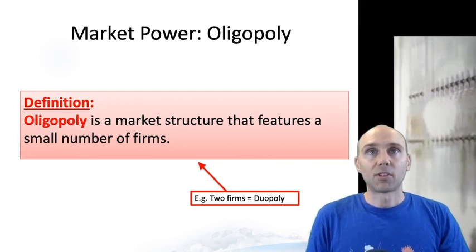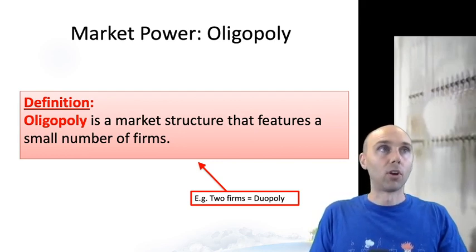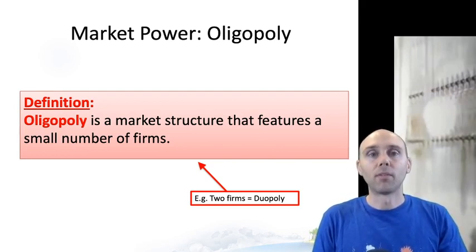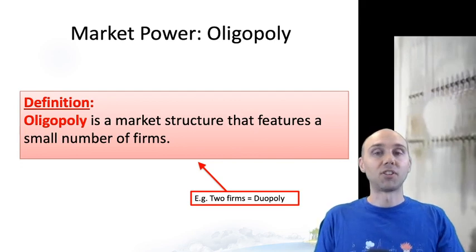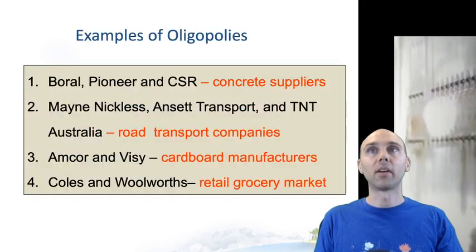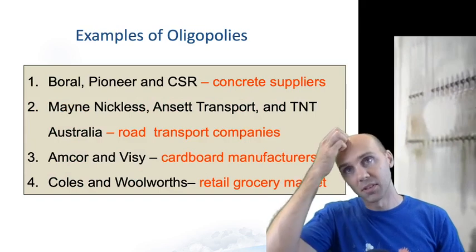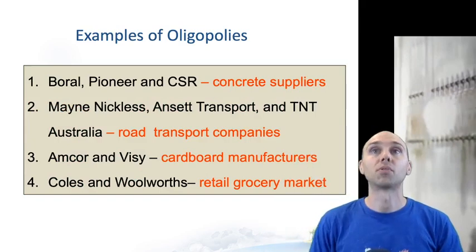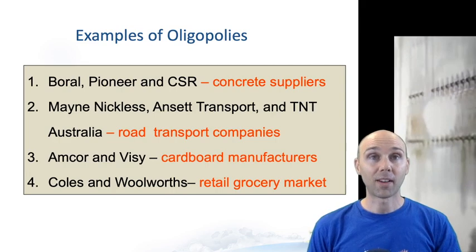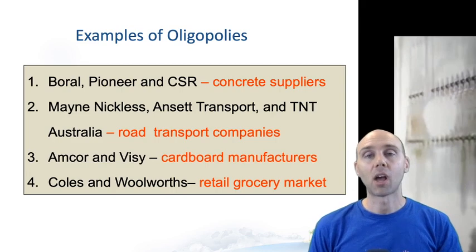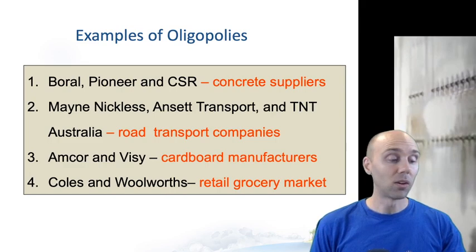Like I said, it's a market structure featuring a small number of firms, and with duo, meaning two, we've got duopoly as one of the most common, in which there are just two big firms. We can think about various oligopolies in Australia. In the concrete suppliers market, there's quite a lot actually in the natural resources industries as well. Road transport companies, cardboard manufacturers, Amcor and Visy, and the retail grocery market used to be for a long time in Australia a duopoly between Coles and Woolworths. So for a long time this was the case.